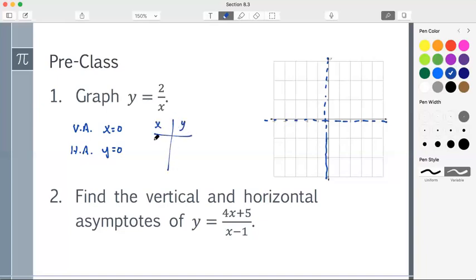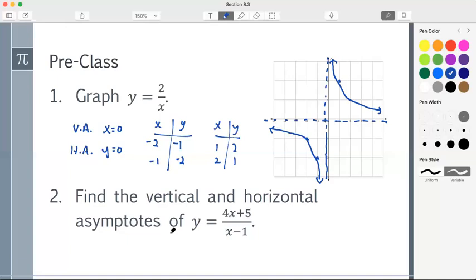To the left, let's pick -2, and you get -1. And let's pick -1, you get -2. And then to the right, you're going to pick 1, and you're going to get 2, and you're going to pick 2, and you're going to get 1. So -2, -1, -1, -2, and 1, 2, 2, 1. We know the generic shape of a hyperbola. Connect the dots, and there you go.